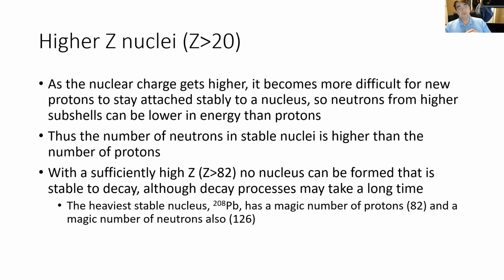Moreover, if you get to very high charge, bismuth or higher than bismuth, there are no nuclei that are stable to decay, although some decay processes may still be very, very slow. The heaviest stable nucleus is lead-208, and part of the reason it's stable is that it simultaneously has a magic number of protons, 82, and a magic number of neutrons, 126.